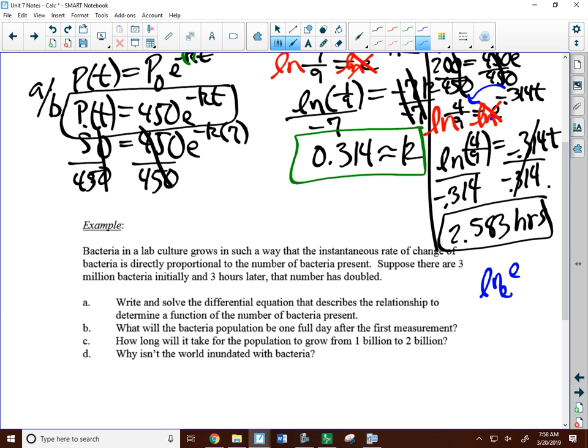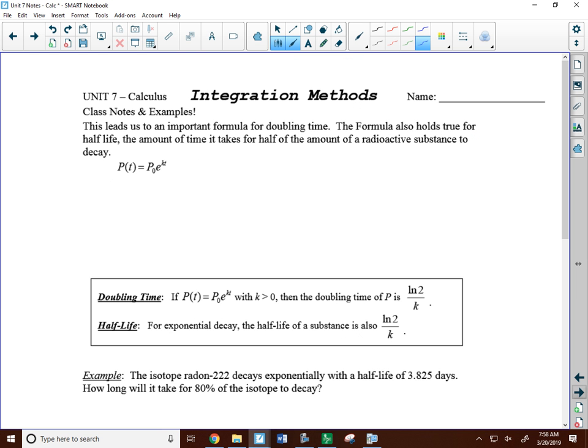I think I'm going to go to the next page. I like that one at the bottom, but I mainly want to just summarize it in a formula on the next page. What we would have done in the last example is, if you're exactly doubling something, there's a formula that applies. And it also holds true for half-life.